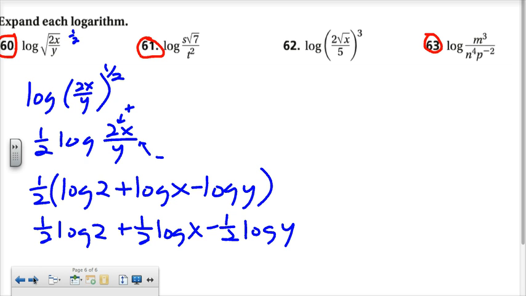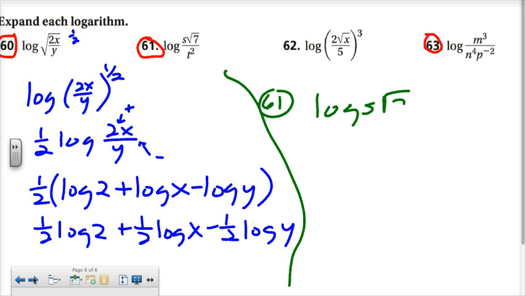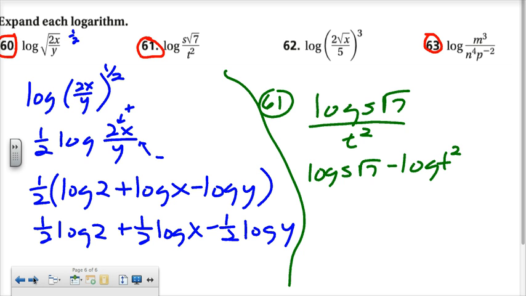Then number 61, logarithm of s square root of 7 over t squared. Well, what most people are going to see right away is the division. So logarithm of s square root of 7 minus logarithm of t squared. Now, hopefully you see the powers. This is the logarithm of s, and we have 7 to the 1/2 minus the logarithm of t squared.